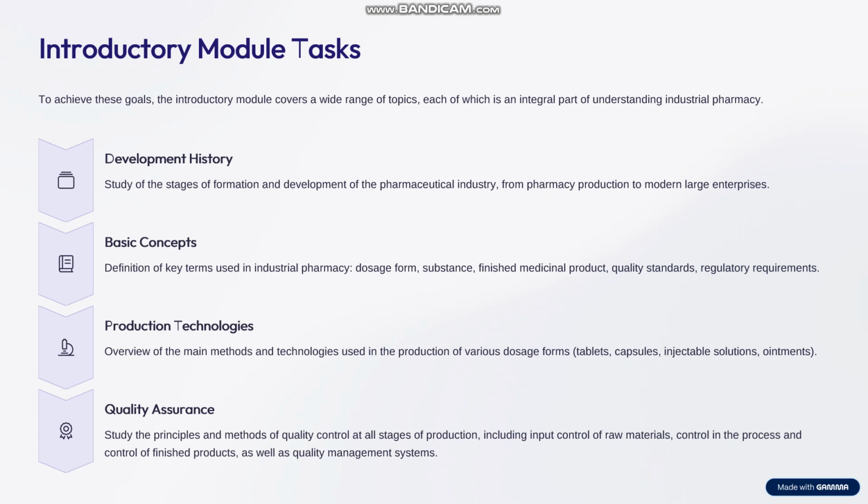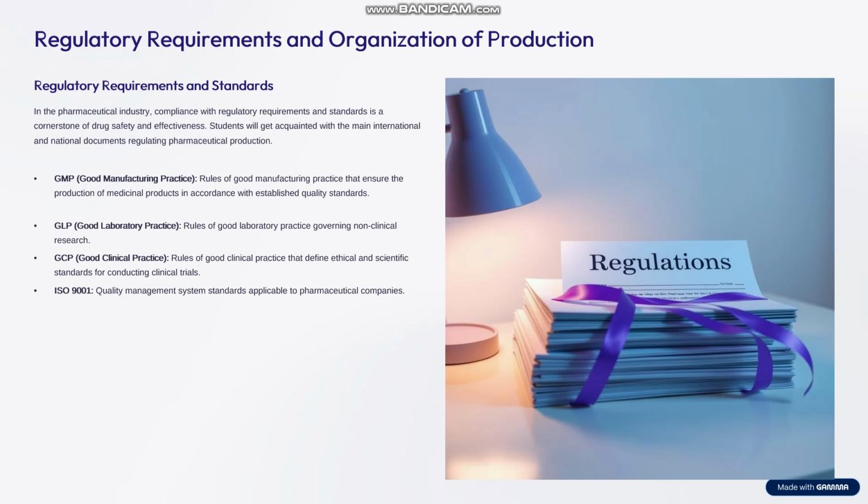Quality assurance. Study the principles and methods of quality control at all stages of production, including input control of raw materials, in-process control, and control of finished products, as well as quality management systems. Regulatory requirements and organization of production. In the pharmaceutical industry, compliance with regulatory requirements and standards is a cornerstone of drug safety and effectiveness. Students will get acquainted with the main international and national documents regulating pharmaceutical production.